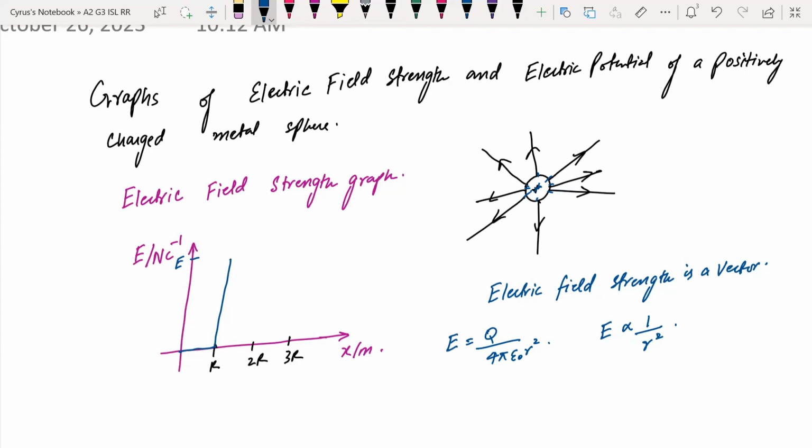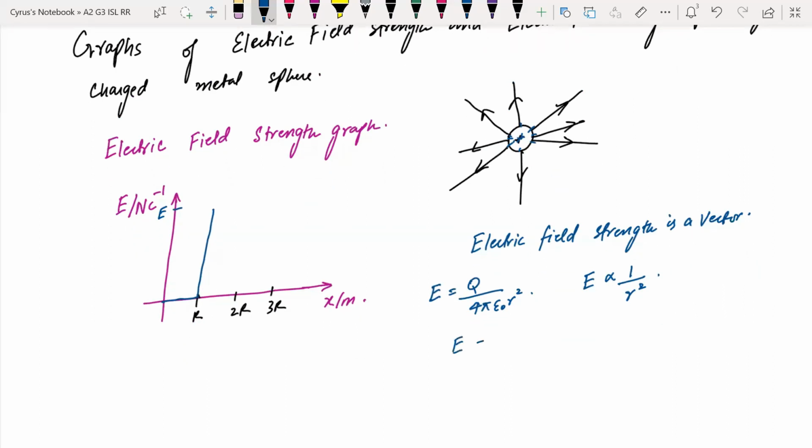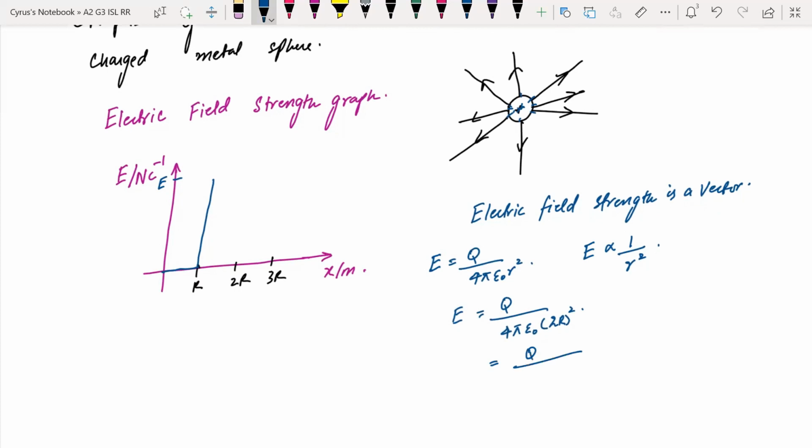It's E over 4. Why? Because you see that R is in square here, right? So this is Q over 4 pi epsilon naught. R की जगह आ जाएगा 2R. ठीक है, मैं यहाँ पे इसको 2R कर देता हूँ. So this is going to be Q over 4 pi epsilon naught times 4R square. And if you look closely, this is Q over 4 pi epsilon naught R square times 1 over 4. So this is E by 4. So at 2R, you're going to have a value which is E by 4.